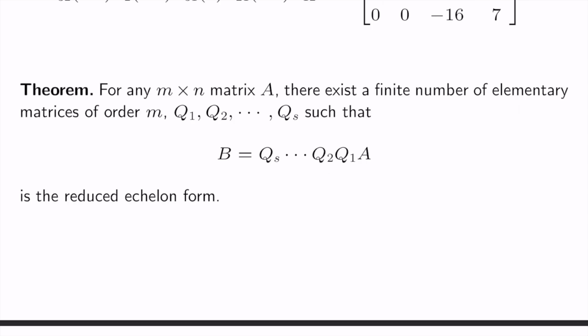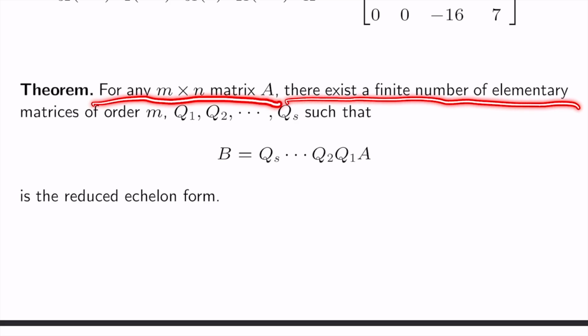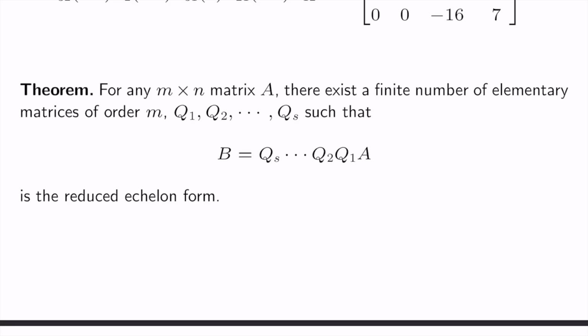Hence, we present our final result of this video. For any m by n matrix A, there exists a finite number of elementary matrices of order n, q1, q2, and so on, such that this product, A times q1 times q2 times and so on times qs, is the reduced echelon form of A.